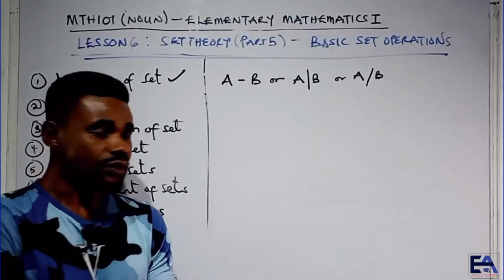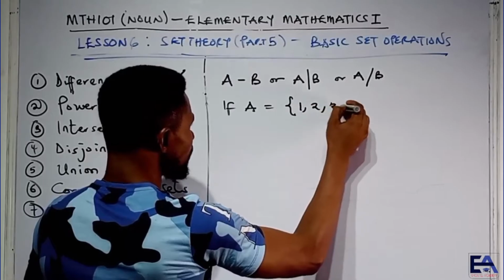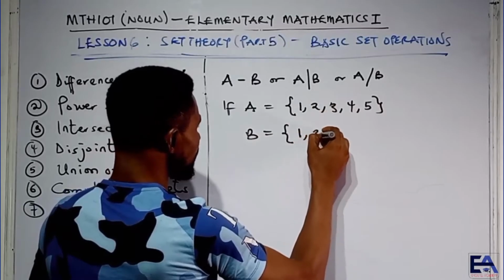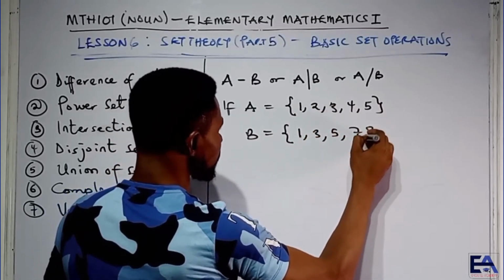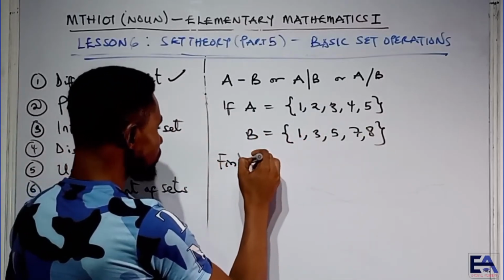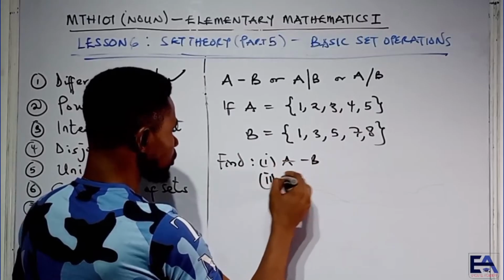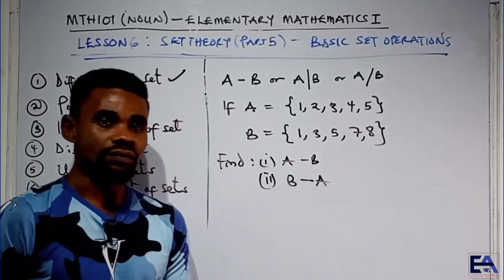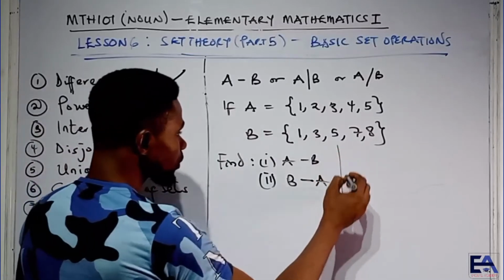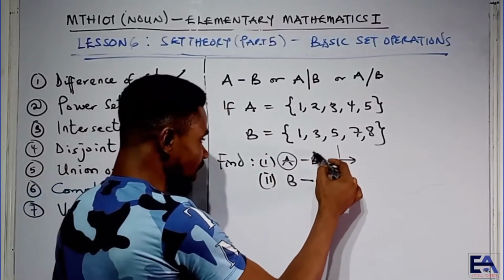So if set A, for instance, is equal to {1, 2, 3, 4, 5}, and set B is equal to {1, 3, 5, 7, 8}, and the question says find 1, A difference B, and 2, B difference A, all you need to do is check the two sets. What are the things that you can find in A but you cannot find in B?